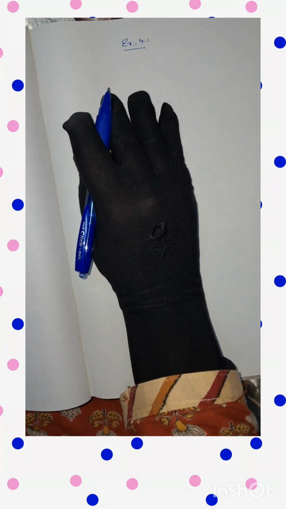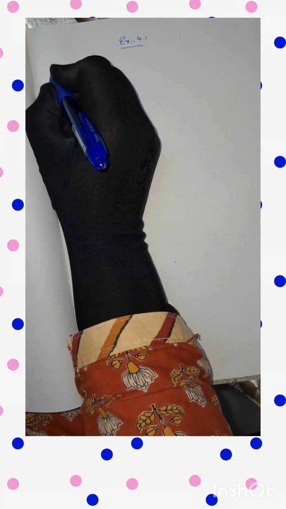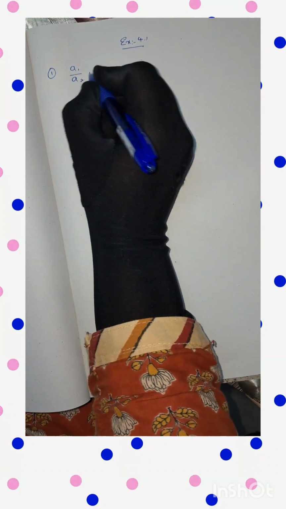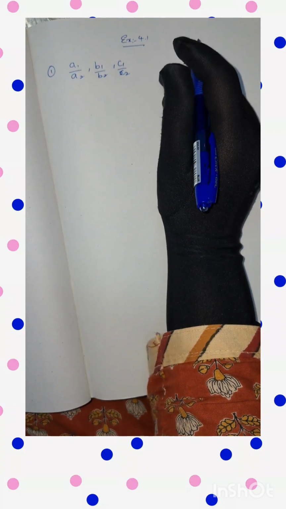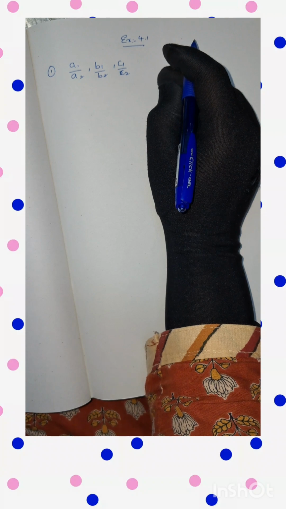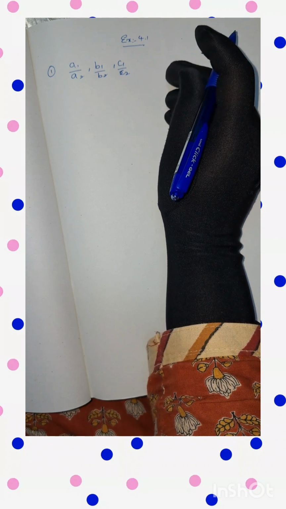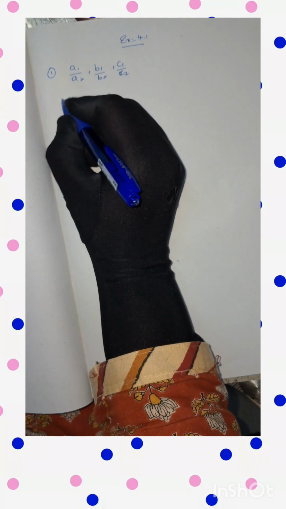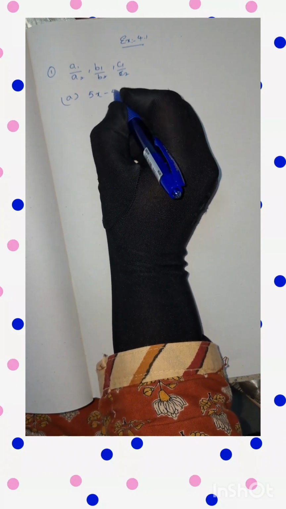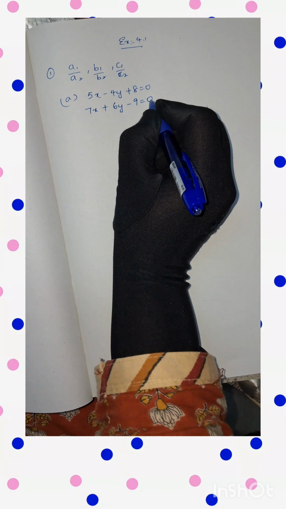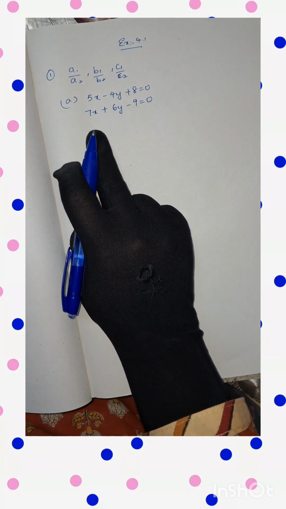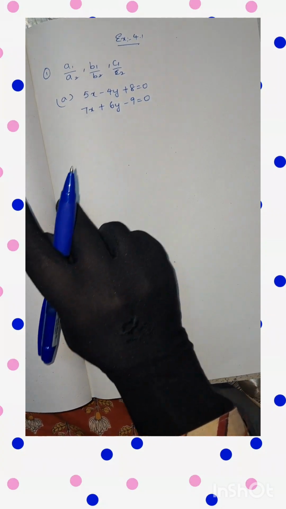4.1. The first question is, by comparing the ratios a1 by a2, b1 by b2, c1 by c2, state whether the lines represented by the following pair of linear equations intersect at a point, or are parallel to each other, or coincident. So your first question is: the equations of the lines are 5x minus 4y plus 8 is equal to 0 and 7x plus 6y minus 9 is equal to 0.